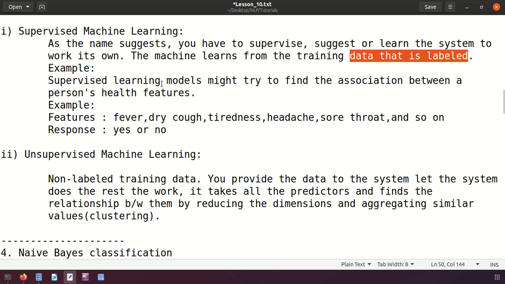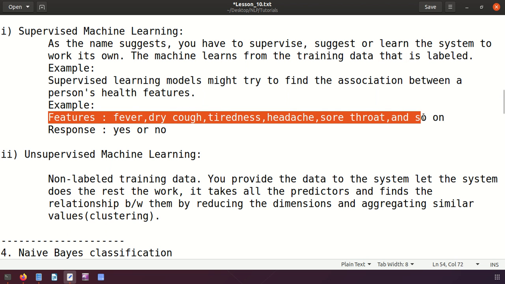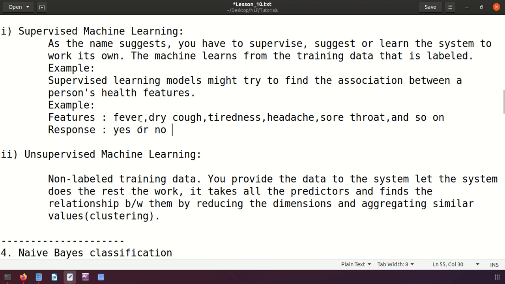So supervised machine learning models might try to find the association between, for example, a person's health features. For example, these are the features, friends: if a person is having fever, dry cough, tiredness, headache, sore throat, and so on, these are considered as features, then what will be the response?